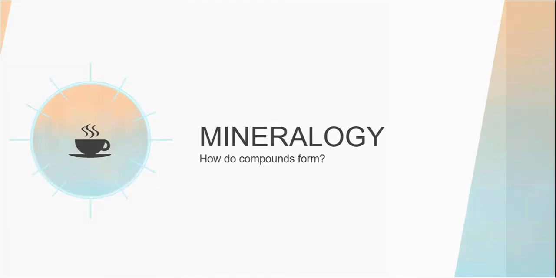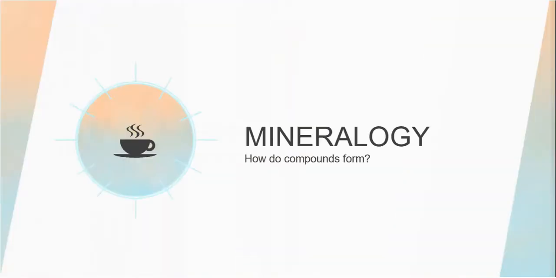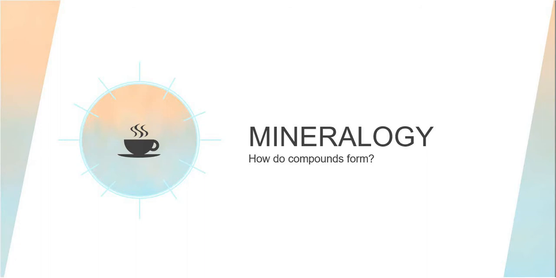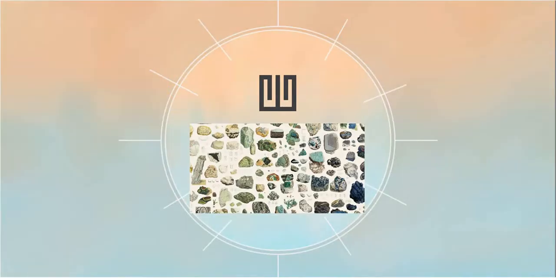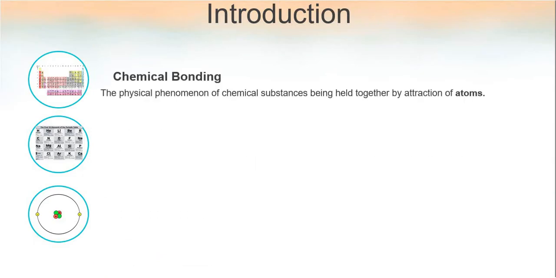How do compounds form? Ito ba yung mga tinatanong mo sa sarili mo pag may nakikita kang isang substance? Ano nga ba? So, introduction. Chemical bonding. The physical phenomenon of chemical substance being held together by attraction of atoms. So, yung chemical bonding, hindi lang siya sa chemistry, no? Meron din dito sa Earth and space. Topic natin sa field of science. Kasi yung chemical bonding, malaki yung role niya dito.